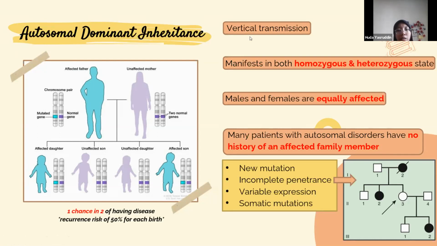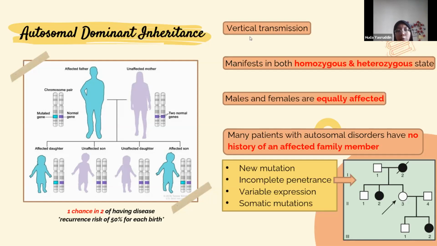And then it manifests in both homozygous and heterozygous state, which means that if there are two mutated genes, it will manifest the disorder. If it is one gene mutated, it will also manifest the disorder. So we say that it will manifest in homozygous and heterozygous. And then males and females are equally affected because it involves only the autosomes.